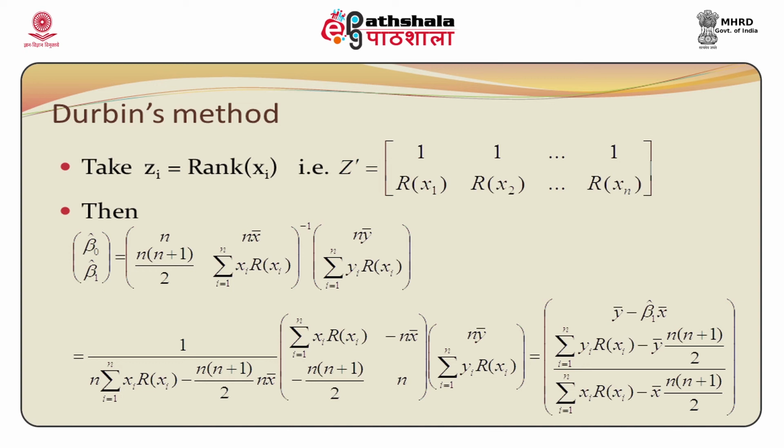And then if you do some algebra here, it turns out that beta 1 hat is the summation of yi rank of xi minus y bar n into n plus 1 by 2, divided by the summation of xi into rank of xi minus x bar into n into n plus 1 by 2. And beta naught hat as usual would be y bar minus beta 1 hat x bar. So this is Durbin's method, and generally Durbin's method is considered a better method because we are not taking just the same value for all x's which are small and all x's which are large. We are taking ranks which are slightly different. So it basically evens things out much better.